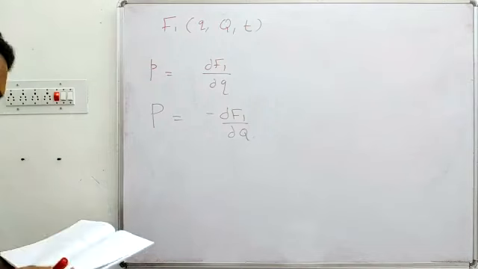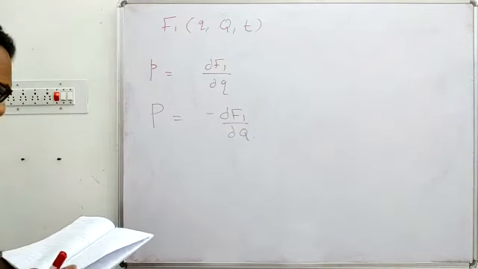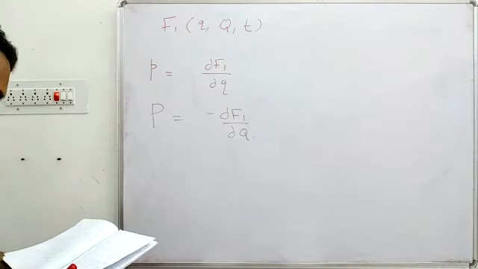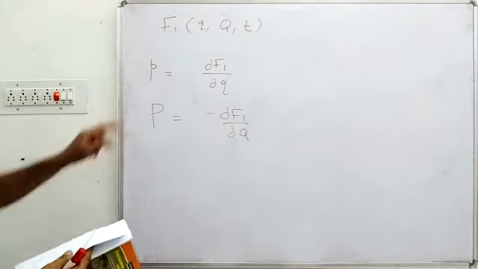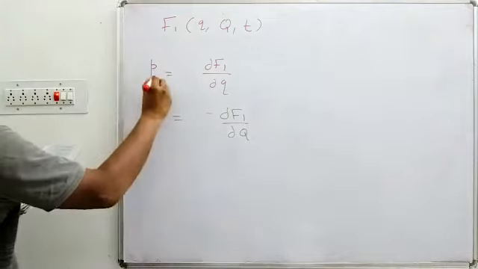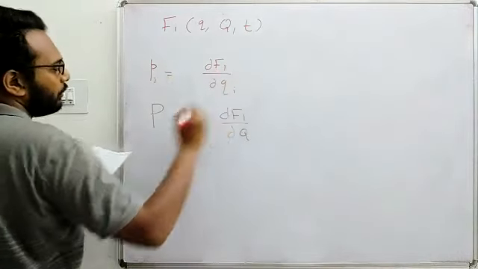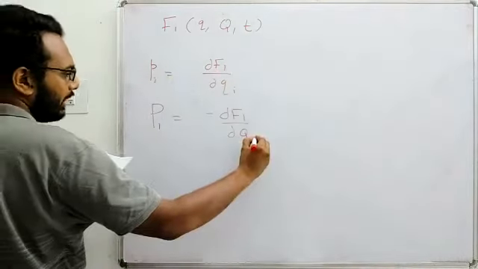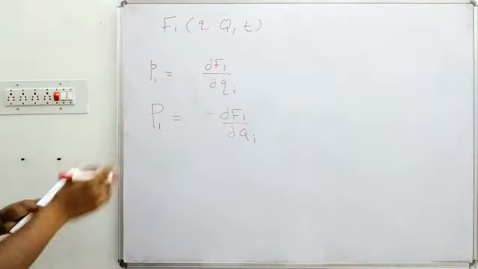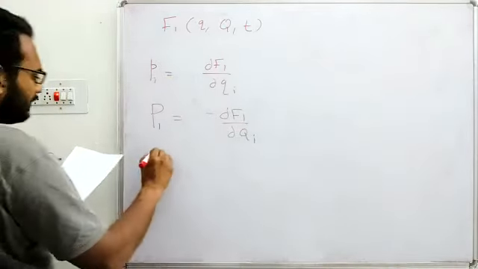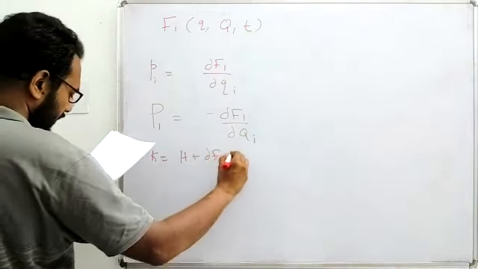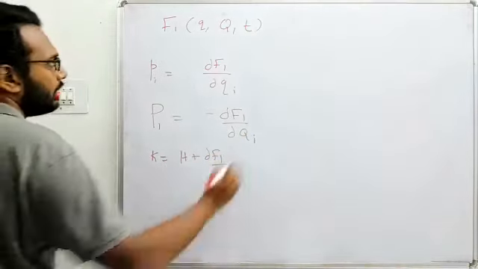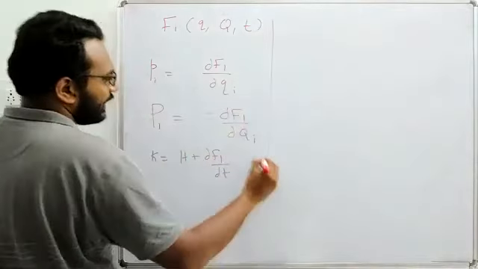Let me just check if I'm right here. Yes. So you write it like this: small pi is equal to dou F1 by dou small qi, and capital Pi is equal to minus dou F1 by dou capital Q. This is correct. And for this thing, it's always the same: K equal to H plus dou F1 by dou T. Now you can think of the second type.